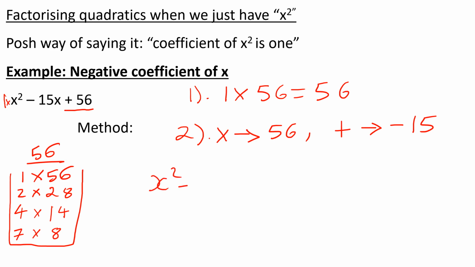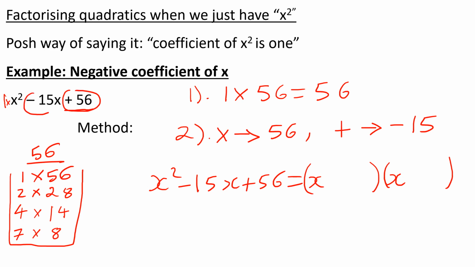So I know that x squared take away 15x plus 56 is going to be an expression where I have two brackets times together, an x and an x. I need a pair of numbers that will multiply to give plus 56, but add to give minus 15. This means that they both need to be negative numbers. So to get minus 15, the only way that could work here, looking at these factor pairs, is minus 7 and minus 8, because minus 7 plus minus 8 is minus 15, minus 7 times minus 8 is plus 56.